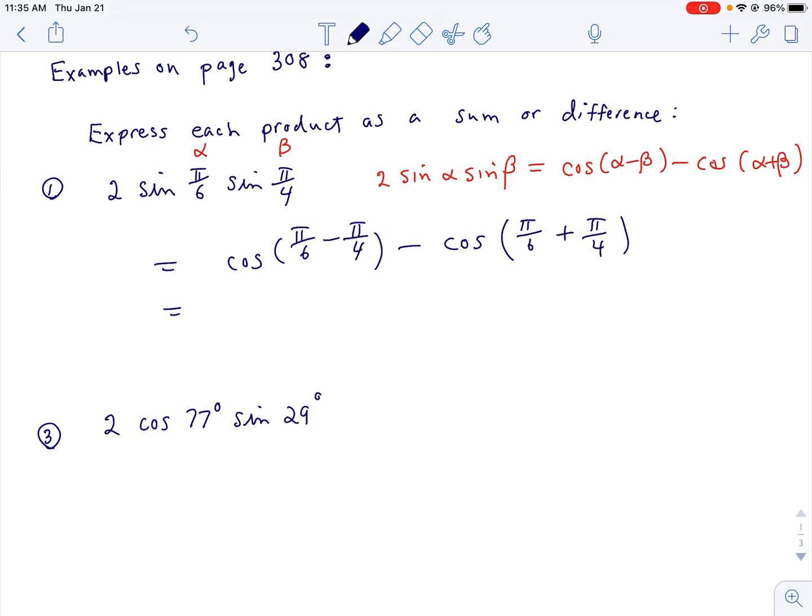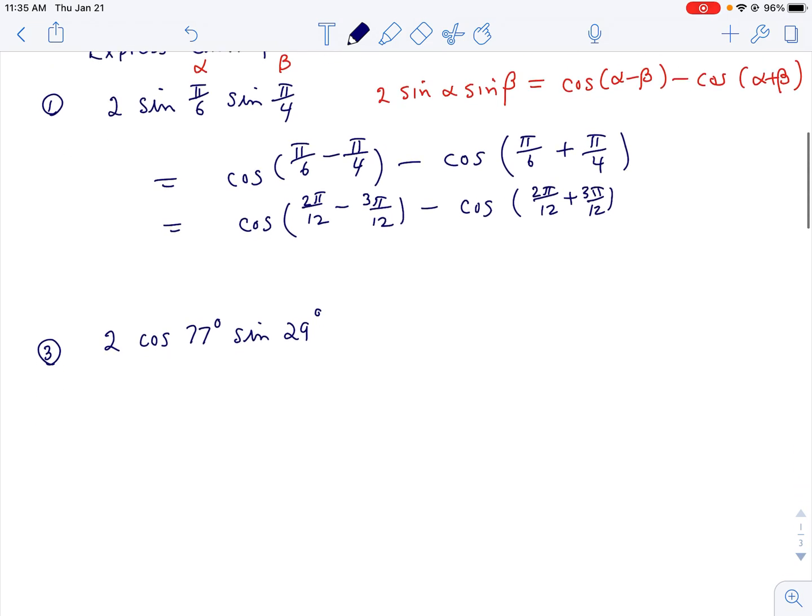Really the hardest part is adding and subtracting fractions. In the first subtraction problem, I have the cosine of pi over 6 minus pi over 4. You need to get a common denominator of 12. So it would be 2/12 minus 3/12, minus the cosine of pi over 6 plus pi over 4. So that's 2/12 of pi plus 3/12 of pi.